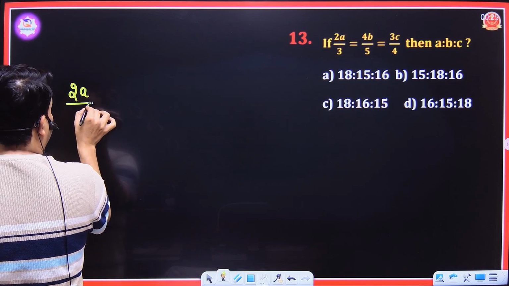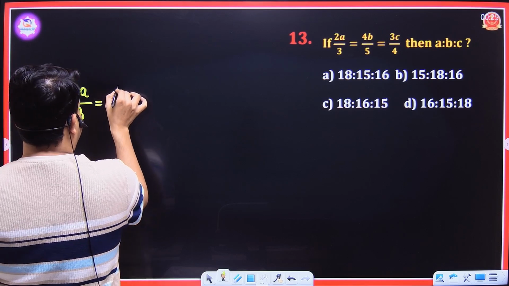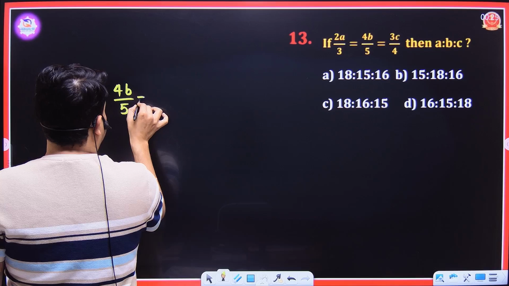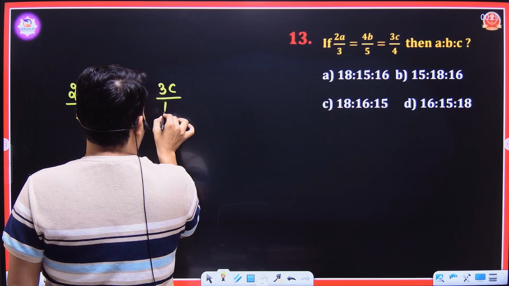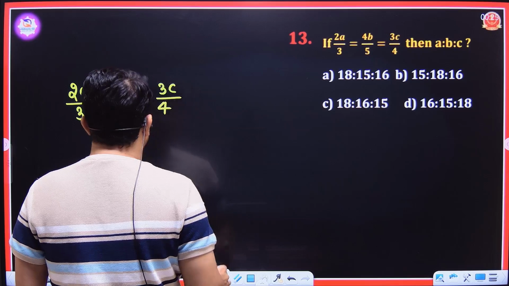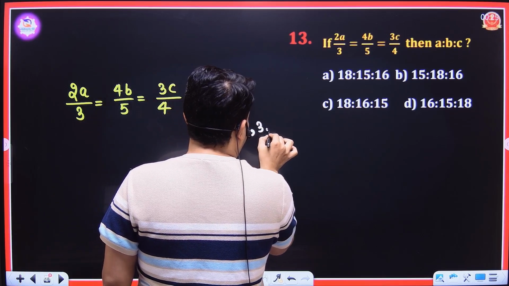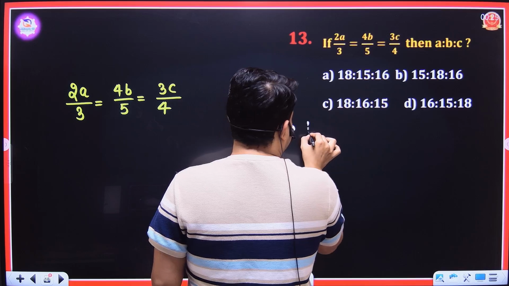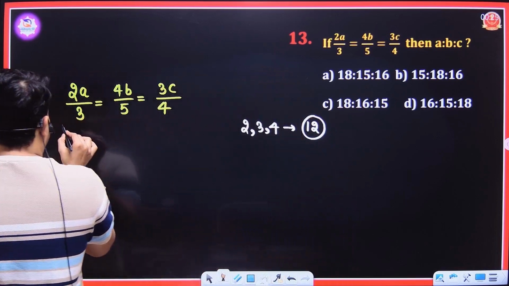How will we make it? Twice of A upon 3 is equal to 4B upon 5, is equal to 3C upon 4. So we have to make 1 in the numerator. Then what will we do? We will take the LCM of 2, 3 and 4 and multiply with that LCM in the denominator, and the LCM is 12 here. So what will we do? We will multiply 12 here.